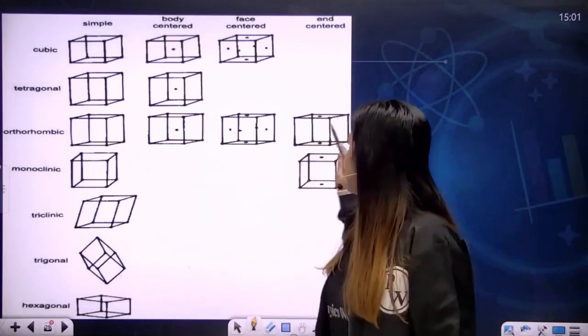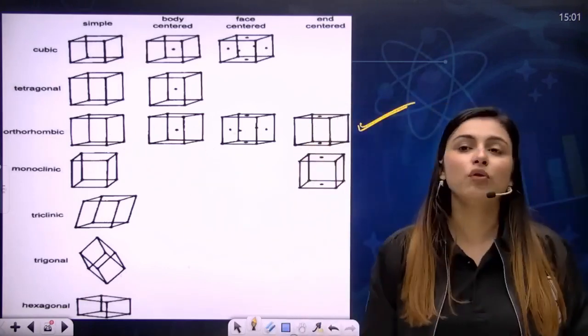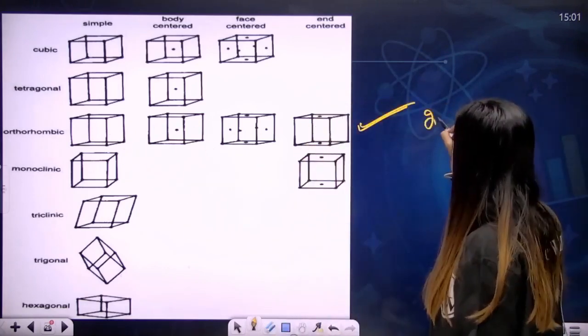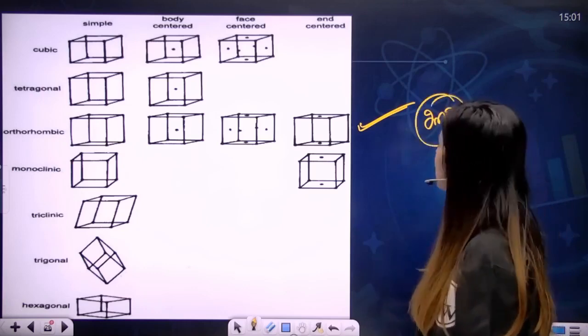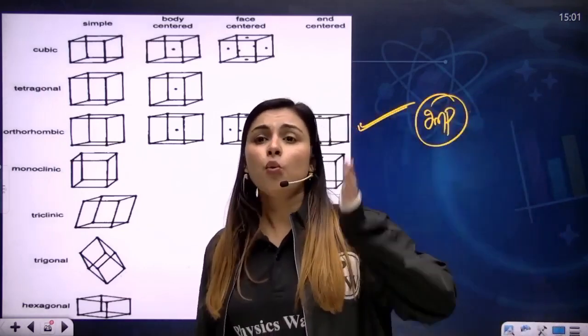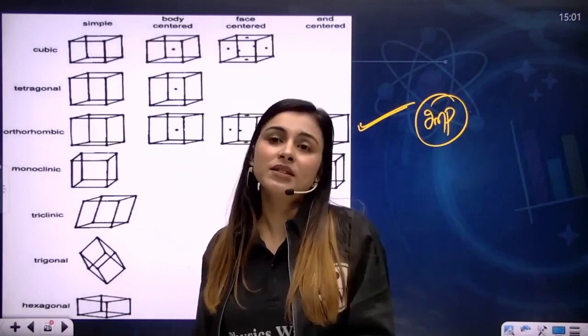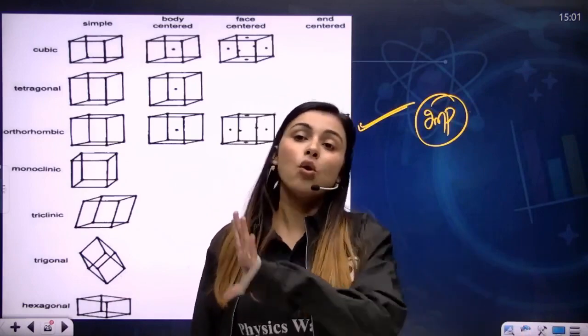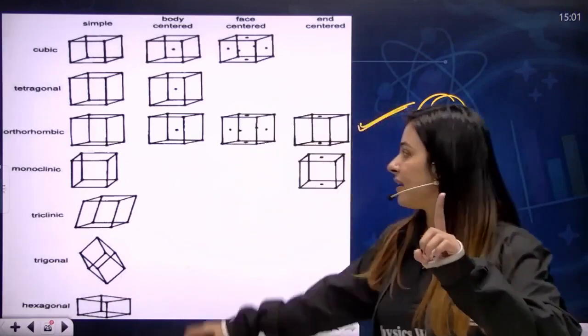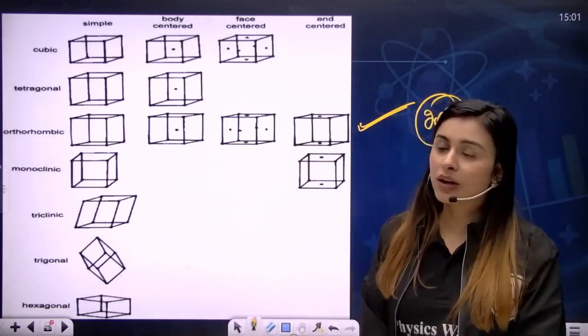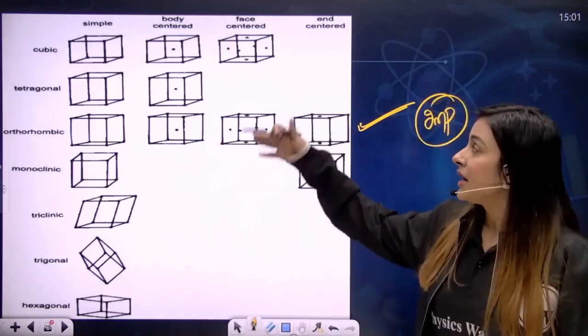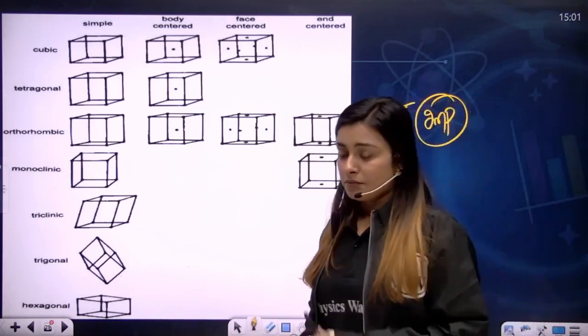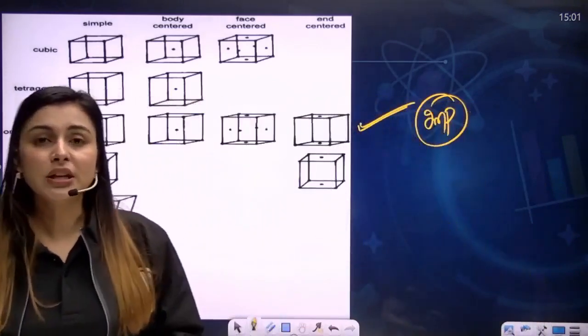In orthorhombic, it is the one and only which has all 4 types of arrangements, and that is the reason it becomes an important part, because the question is generally asked which of the following has all the 4 types of arrangement. It's only one, and that is your orthorhombic. So you need to remember which arrangement is possible in which crystal system.